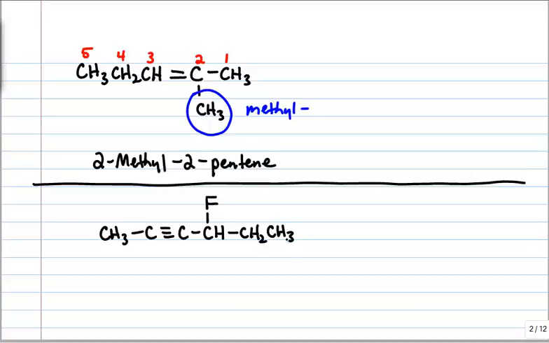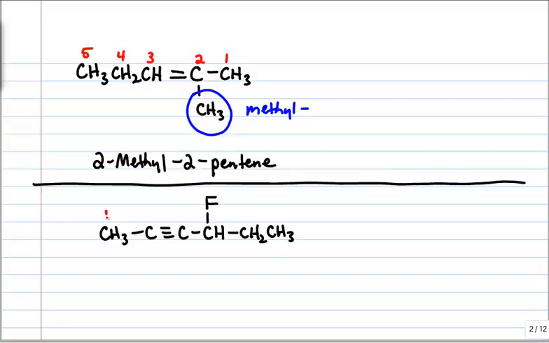Okay, so when you look at this molecule, you should say, oh, I see a carbon-carbon triple bond, therefore I know this is an alkyne. Naming alkynes is very similar to naming alkenes. You want to find the longest continuous chain that contains the carbon-carbon triple bond, and you want to number that chain such that the carbons of the carbon-carbon triple bond are the lowest number possible.